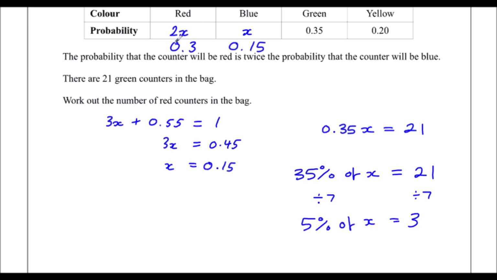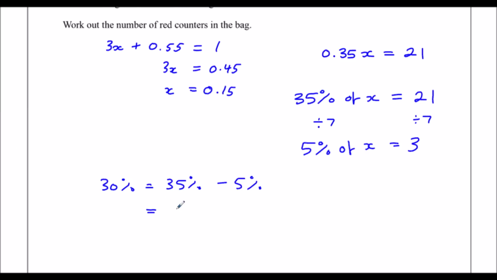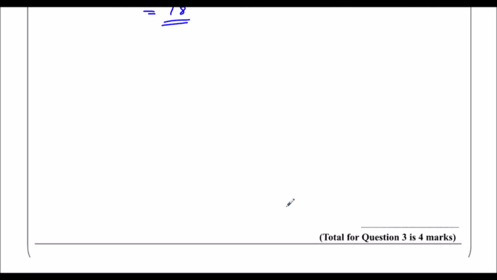And I need 30%. So 30% I can get from 35%, take away 5%. I could also do 5% times 6, which will get me the same answer. So it's 21, take away 3, which is 18. If I'd done 3 times 6, I would have also got 18. So there are 18 red counters.